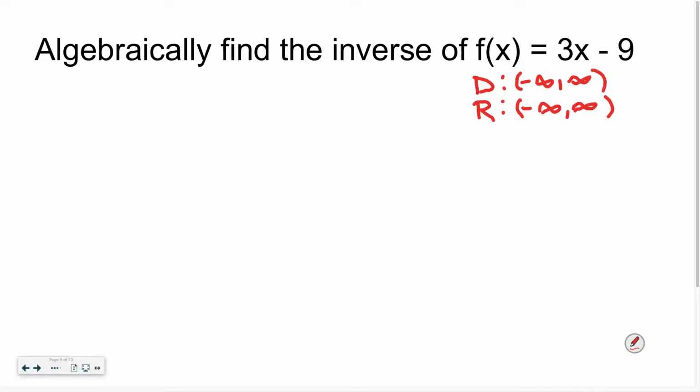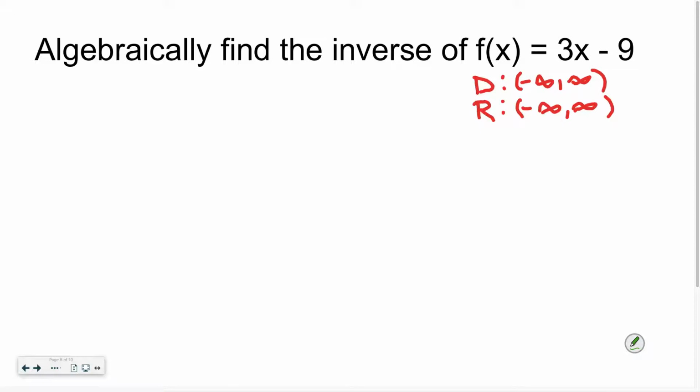I'm identifying the domain and range of my original function, so then when I get to the inverse, I don't have to think about it. I can just switch it. Okay, we know the domain and range of the inverse at this point. All right, so help me out.